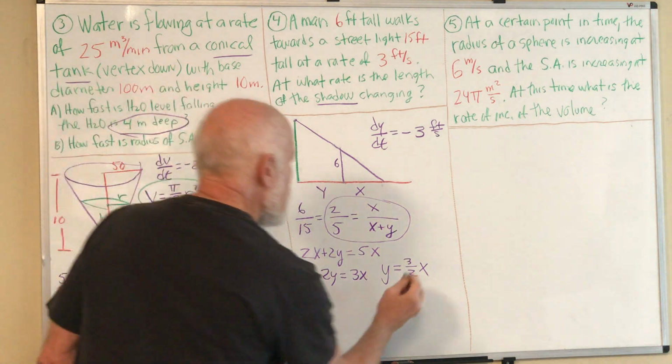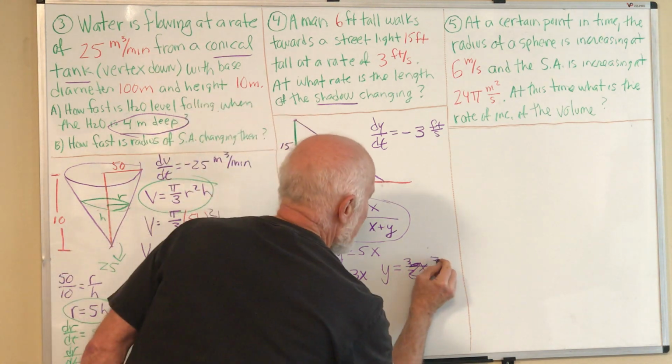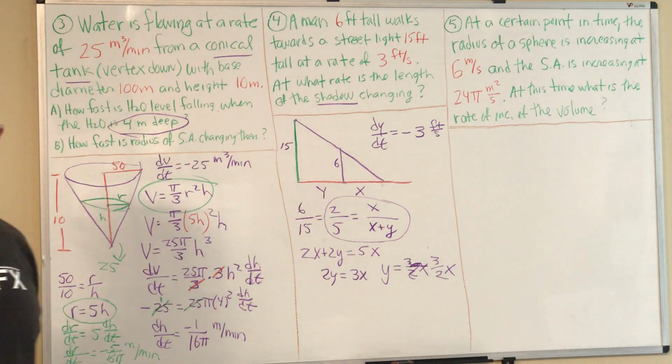Actually, y equals 2/3 x, sorry. No, I got it right. y equals 3/2 x. Maybe I should have done it the first way. My algebra isn't that good.